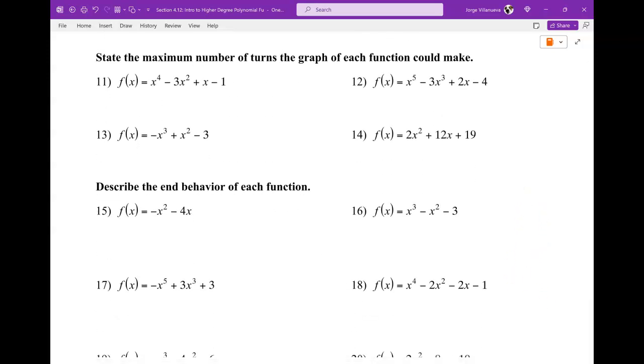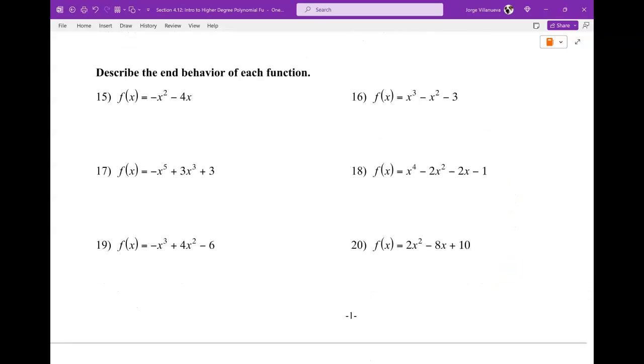11 through 14, state the maximum number of turns. Just look at the degree and subtract 1. So number 12, how many turns does number 12 have? Not 3. 4. 5 minus 1, right? Highest degree is 5. Subtract 1, 4, right? How many turns does number 14 have? 1, right? Because the highest degree is 2, so subtract 1, 1. Okay? Easy, right?